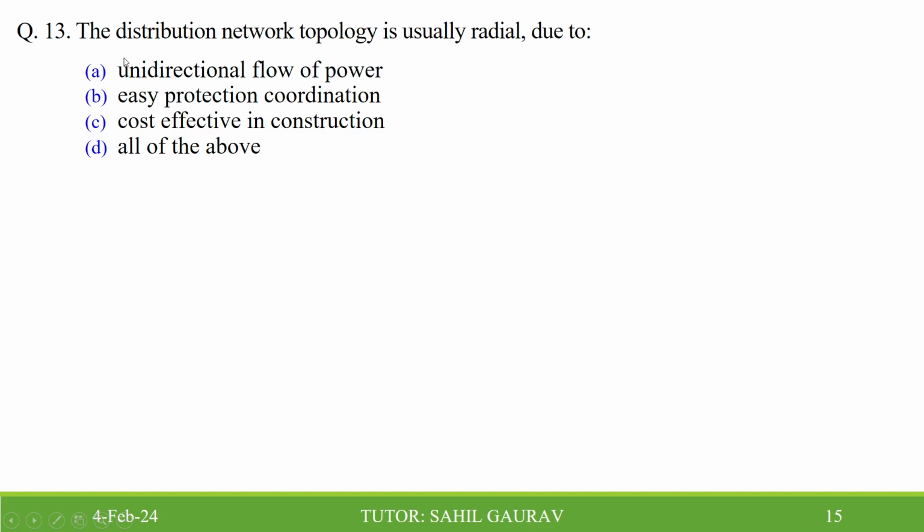It is like the previous problem also. So here in this problem, the distribution network topology is usually radial, and the options are due to unidirectional flow of power, e.g. protection coordination, cost effective in construction, and D is all of the above. D option, sir? Yeah, D is the correct.